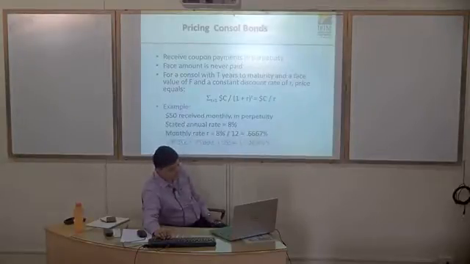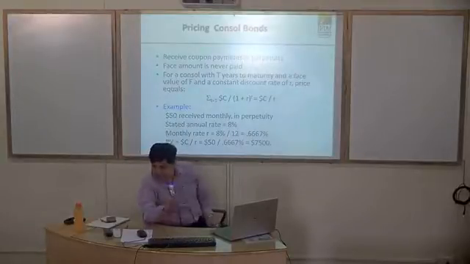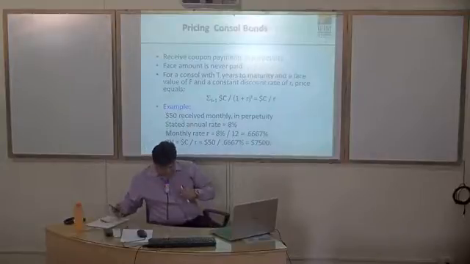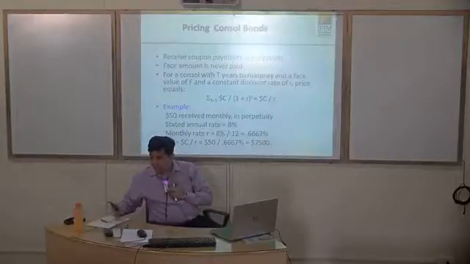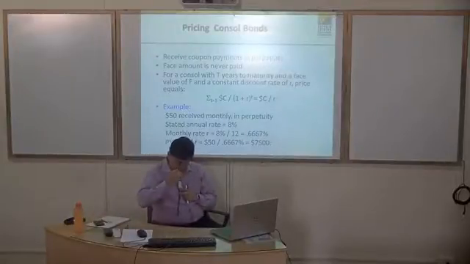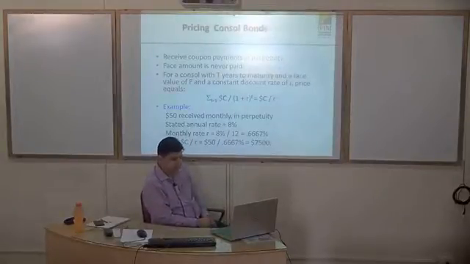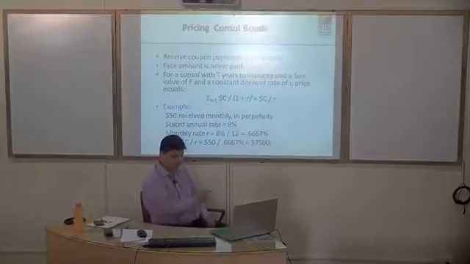Example, $50 received monthly in perpetuity, stated annual rate is 8%. Okay, monthly rate is 8% divided by 12, which is 0.6667% rounded off. PV is C divided by R, which is $50 divided by the rate that we arrived at, to arrive at $7,500.